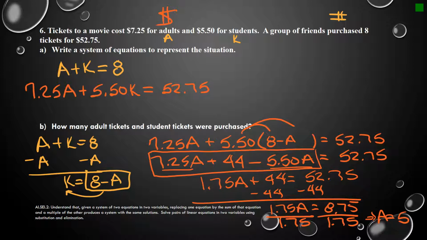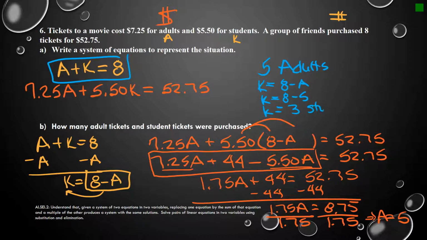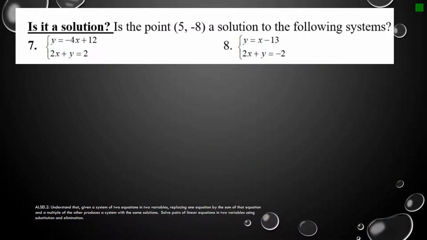So what does that tell me? There were 5 adults. Now, if there were 5 adults and the adults plus kids were 8, the kids were 8 minus the adults. So the kids would be 8 minus 5. So there were 3. We're going to put students here because that was the actual question. We do not write this as an ordered pair because it doesn't make sense. It's just a story problem. So there's 5 adults, there's 3 students. Bada bing, bada boom. Next problem.